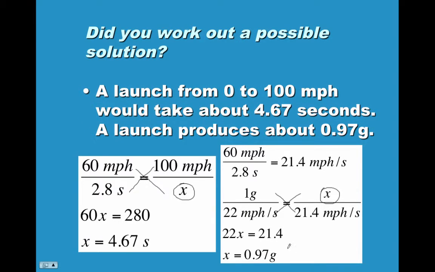So, in conclusion, a launch from 0 to 100 miles per hour would take about 4.67 seconds, and the launch produces about 0.97 g. Now again, that might not seem like a lot, only about 1 g, but remember, this force is coming from behind us in our backs. We don't normally feel that kind of force there, so it makes it thrilling. And that launch is definitely thrilling.